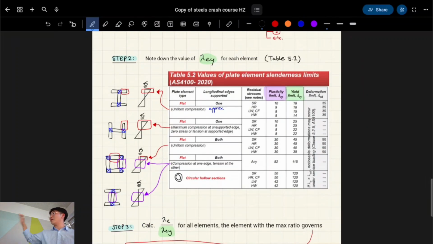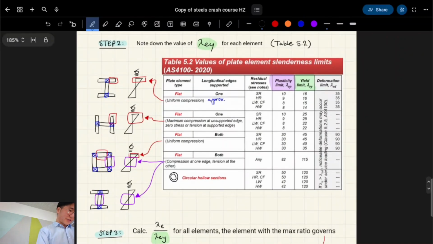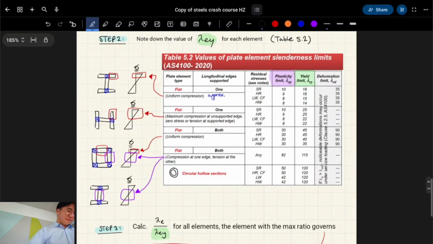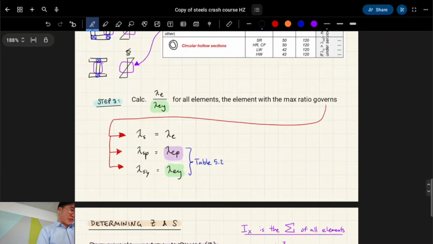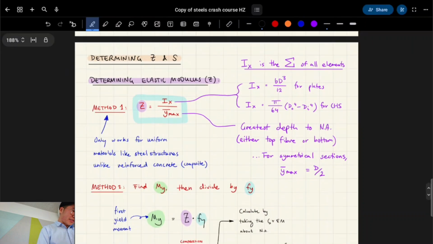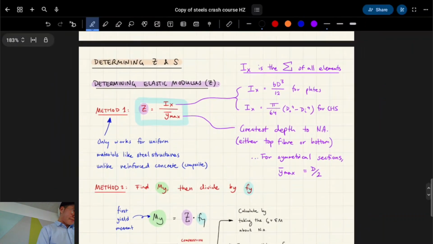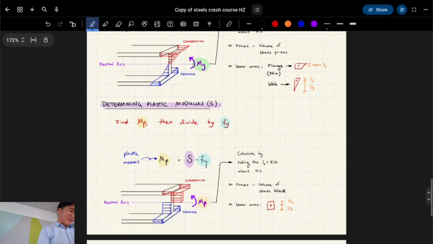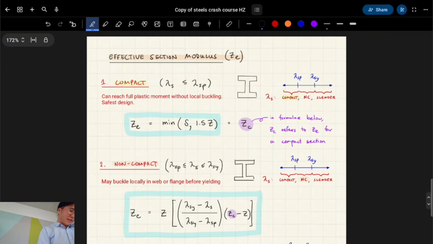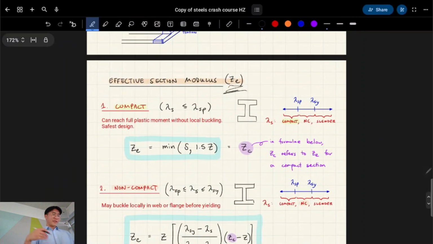Essentially, you have to break down the section into the parts which won't buckle, similar to what we did for compression. You have to look on a bunch of tables and find the classifications that are correct, plug in a bunch of numbers, compare numbers, determine the elastic modulus and the plastic modulus. That's like another step. All in order to find this effective section modulus, right?